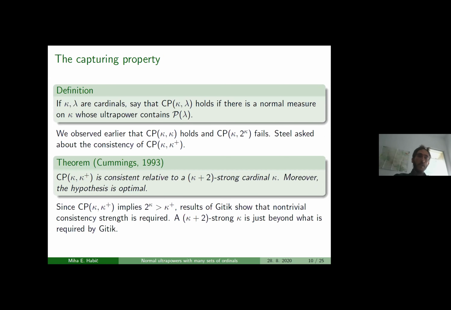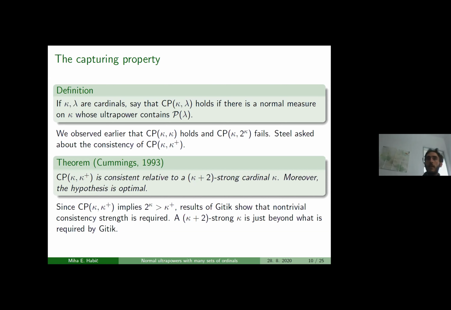So let's move on to the more global question. Let's try to now capture all of the subsets of kappa plus at once. So we're going to define the capturing property, so throw away the local part. Again, kappa and lambda are cardinals, and we're going to say that the capturing property of kappa lambda holds if there's a single normal measure on kappa whose ultrapower computes the power set of lambda correctly. So this is like saying there's a uniform witness for local capturing at kappa lambda.